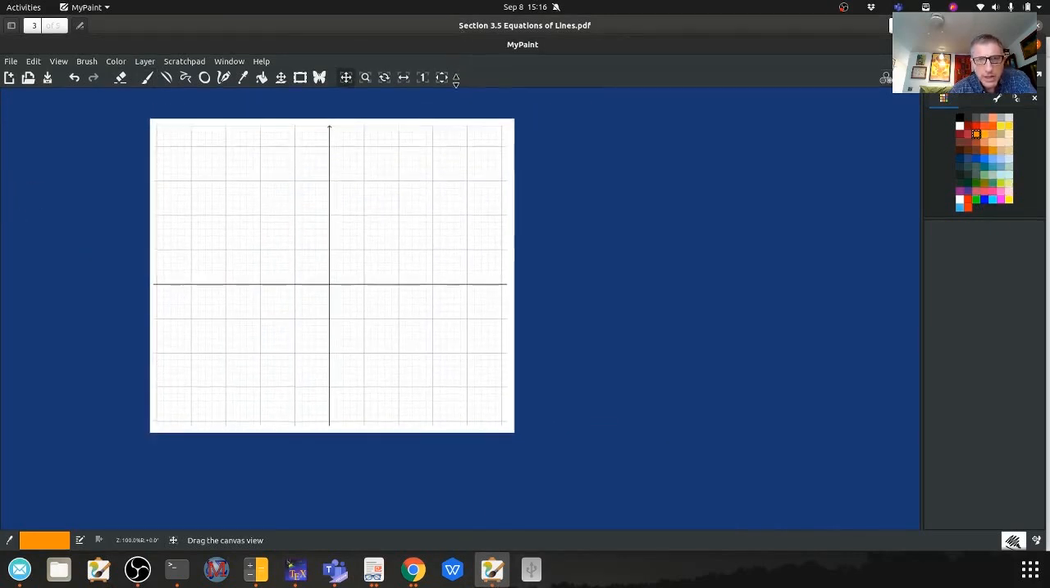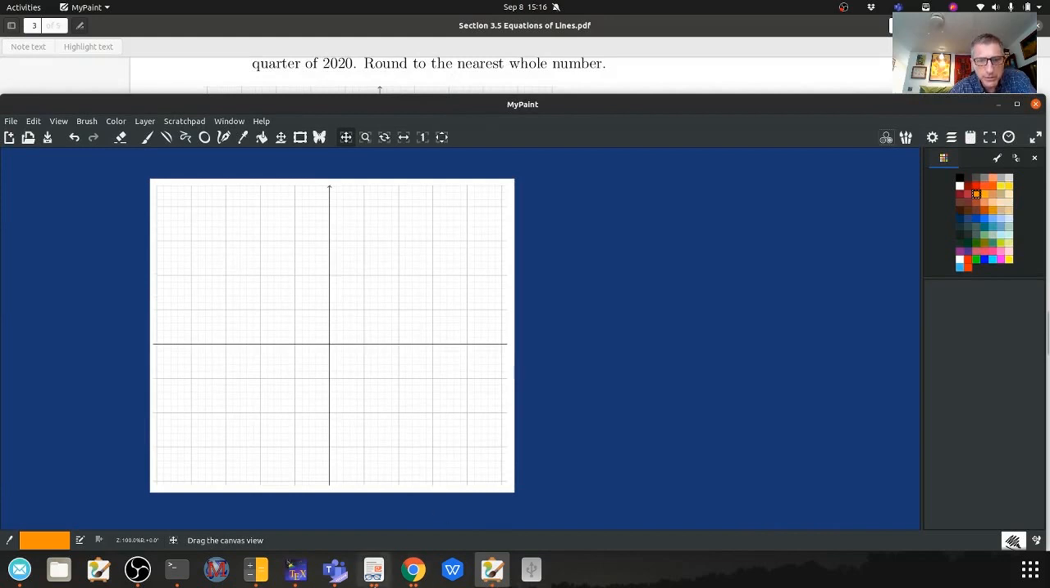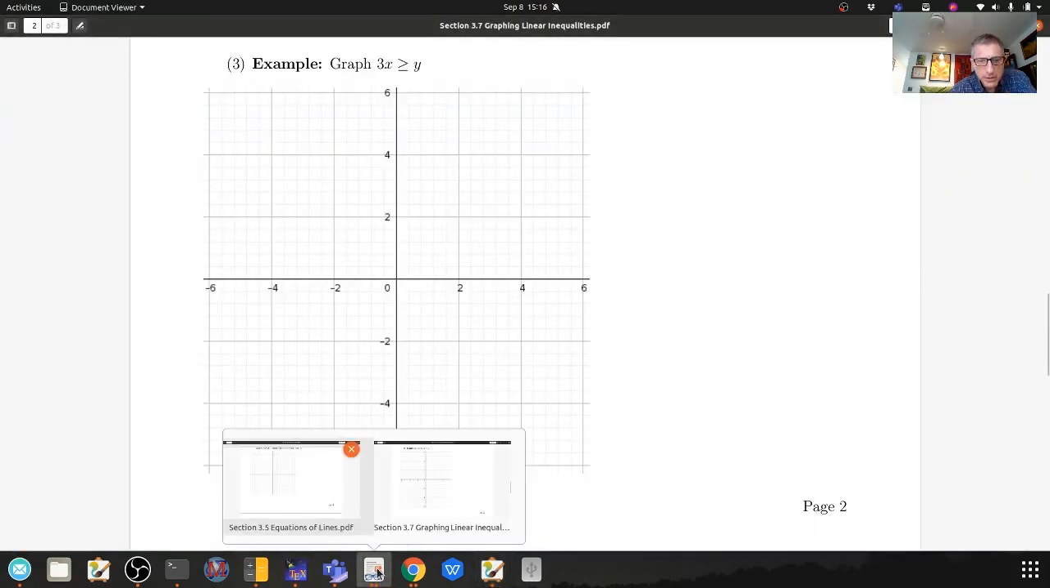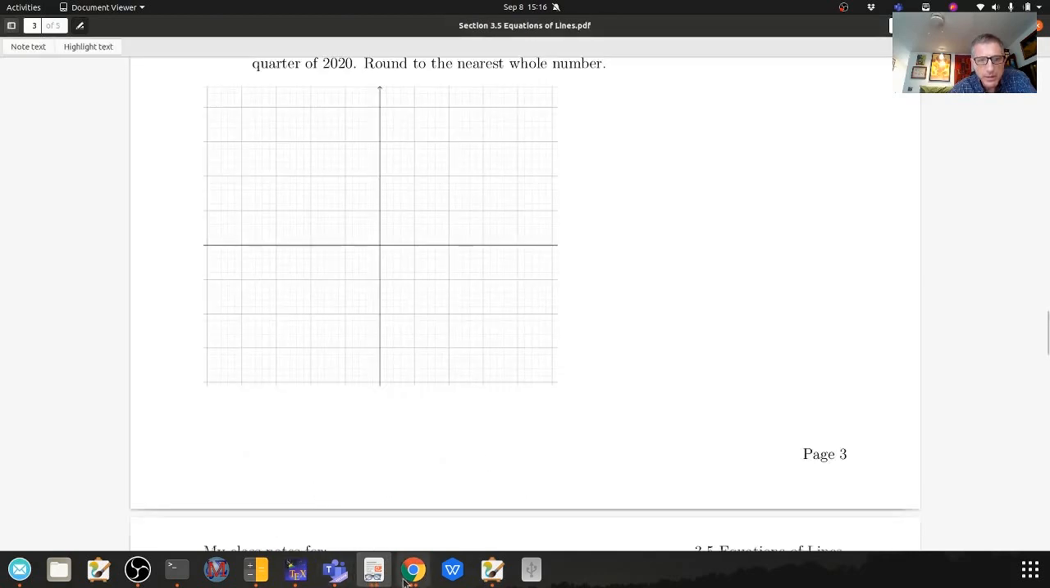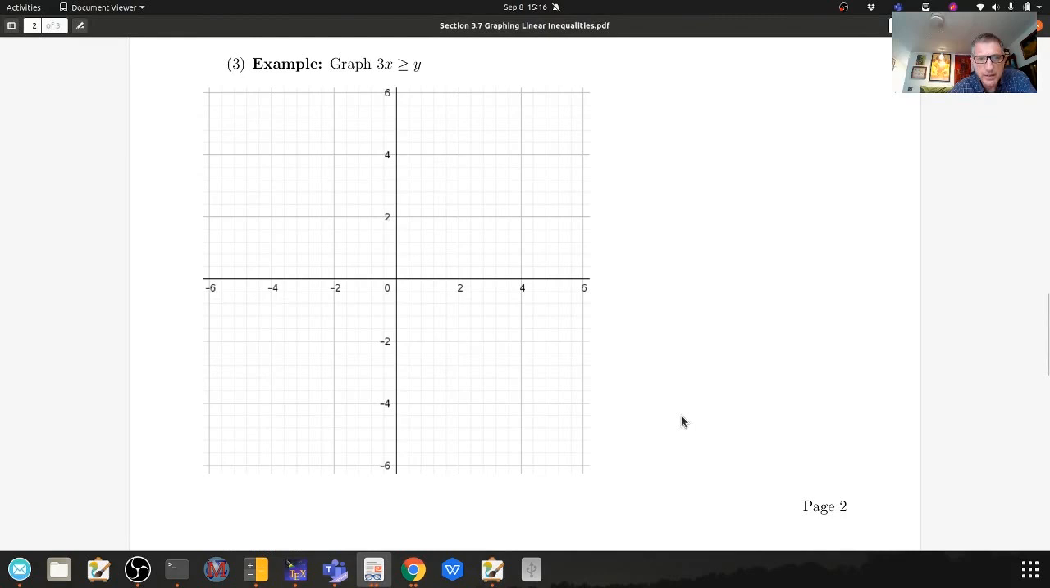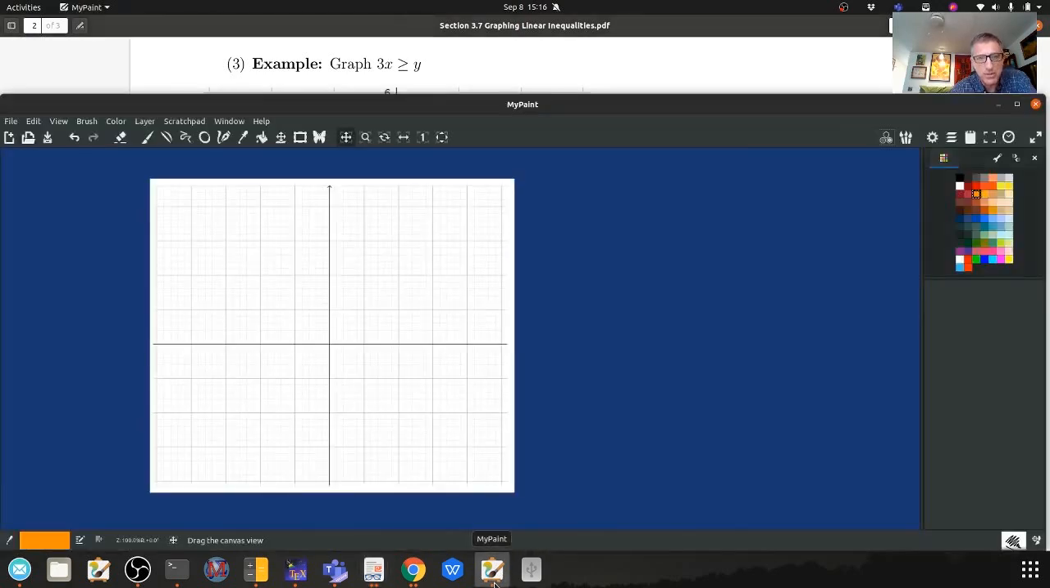So our question asks us to graph 3x is greater than or equal to y. And I know already that that line is going to go straight through the origin. Why? Because there isn't a constant term. So again, whenever there's the absence of a constant term and you have just two variable terms, then the resulting graph will go straight through the origin.